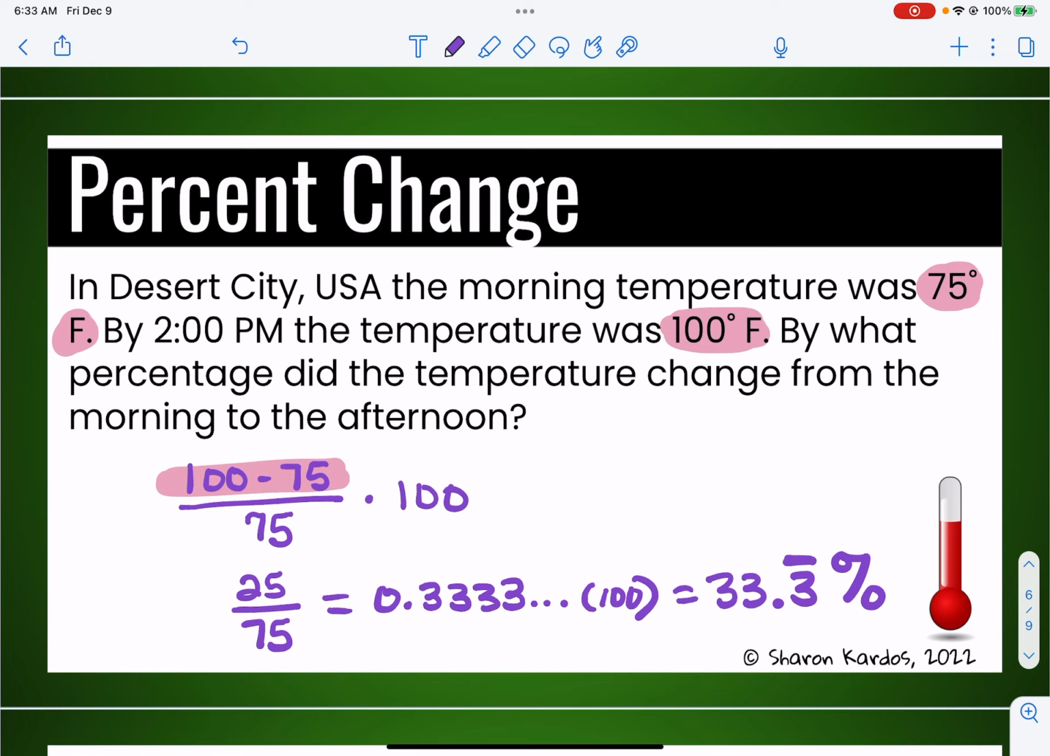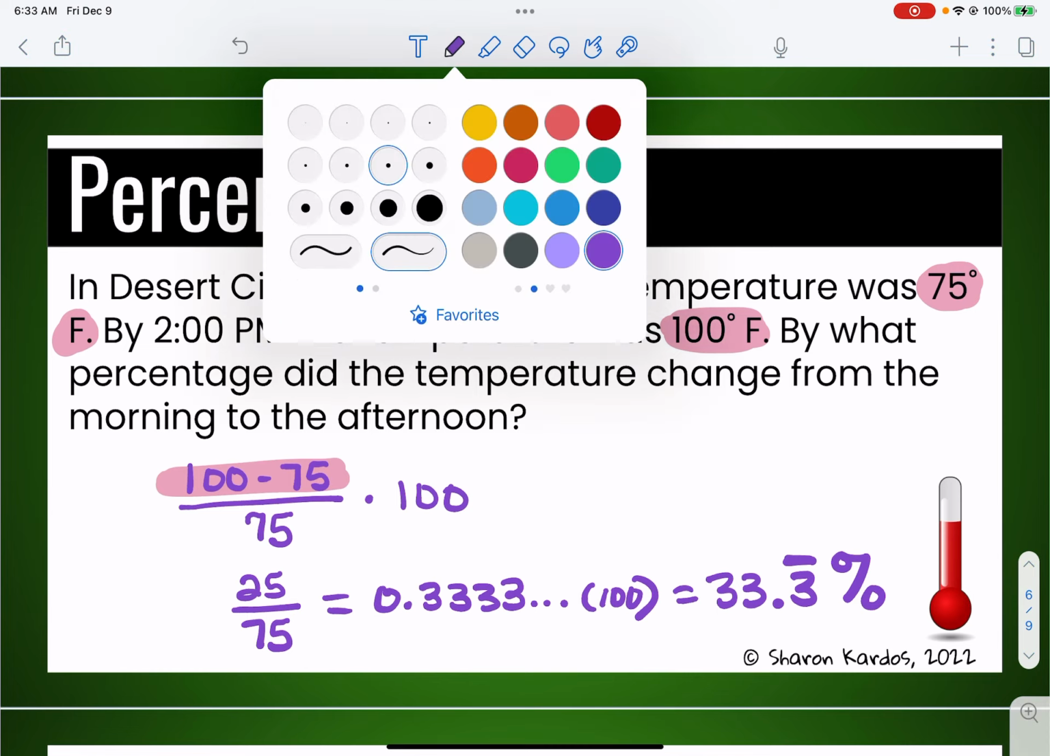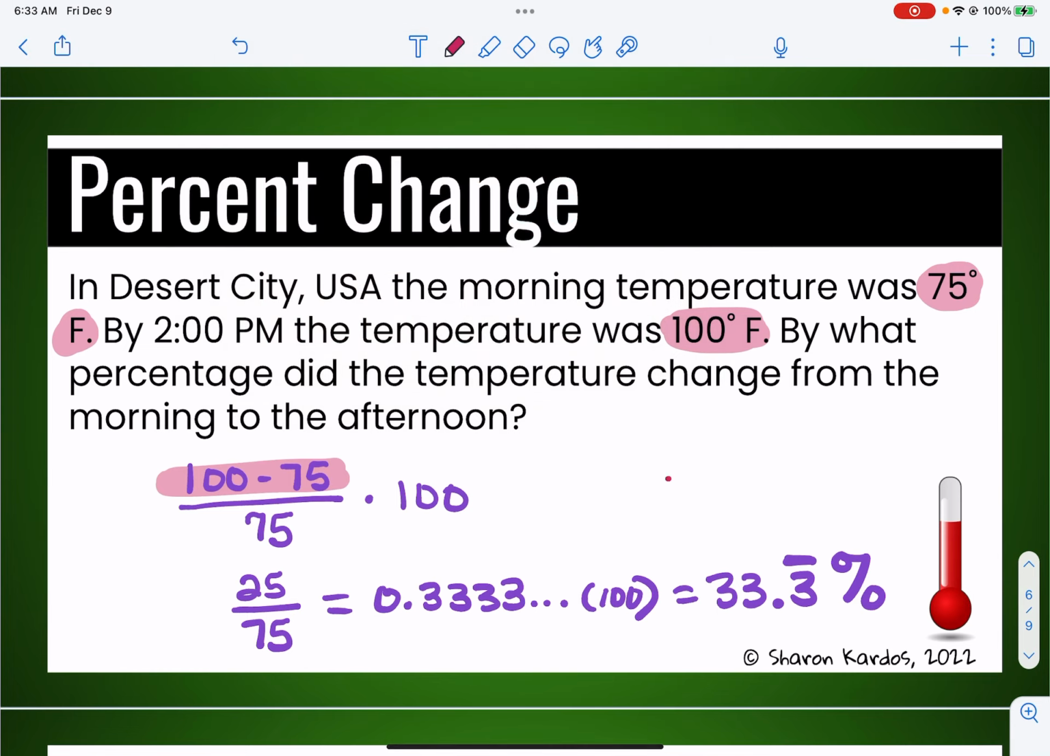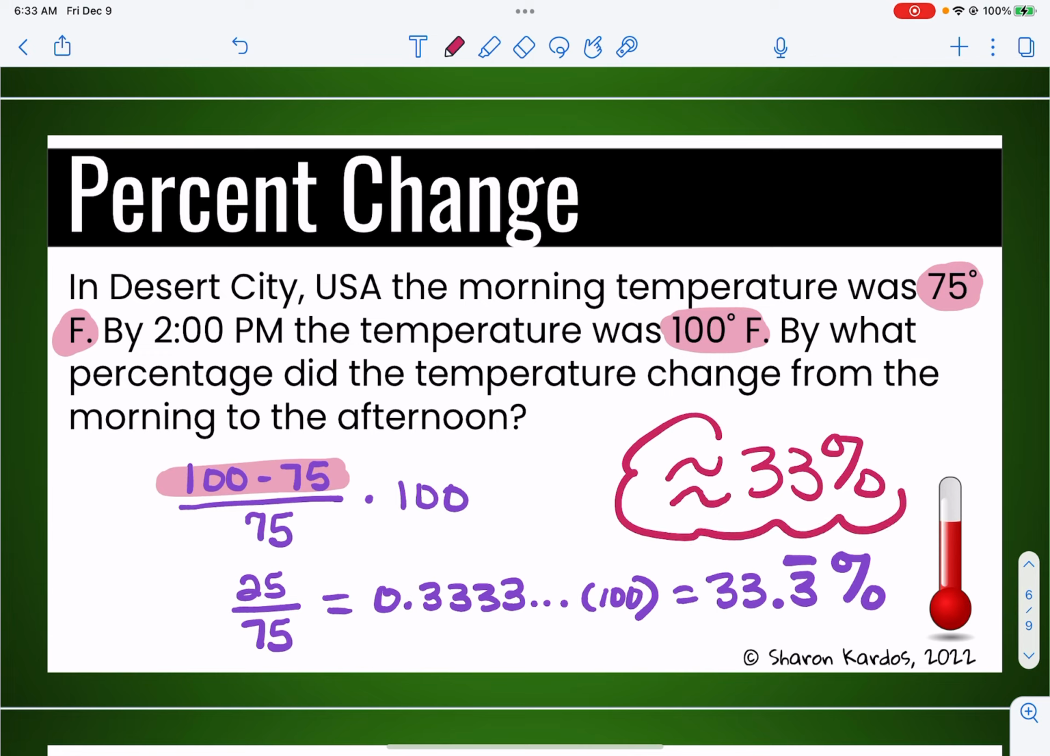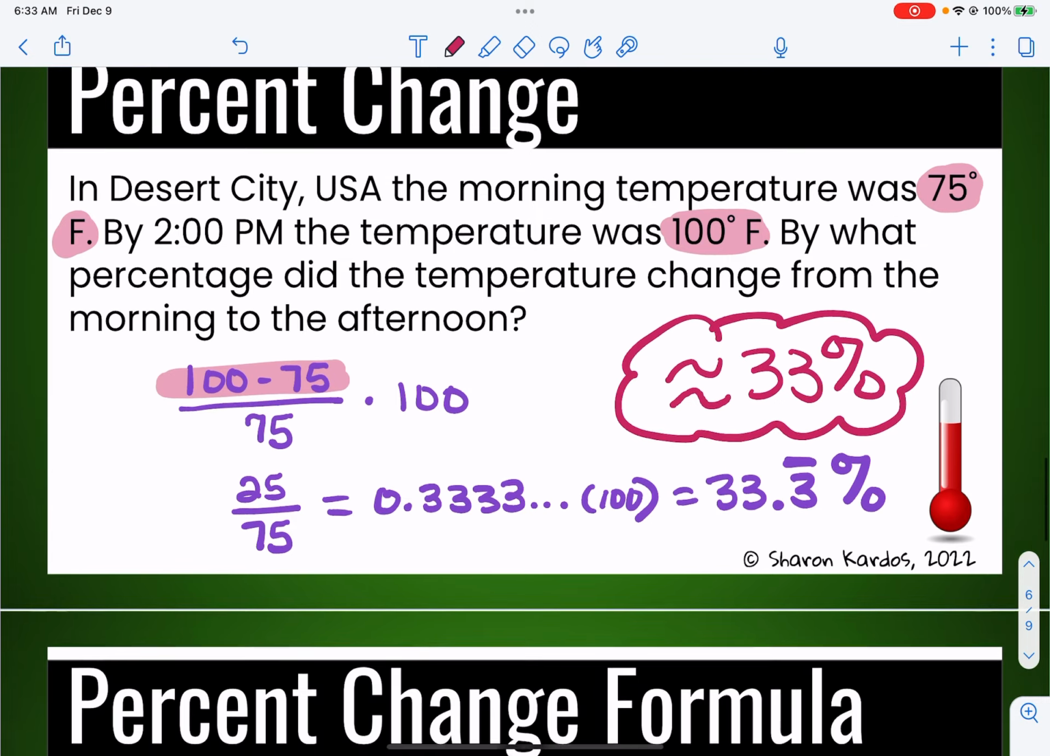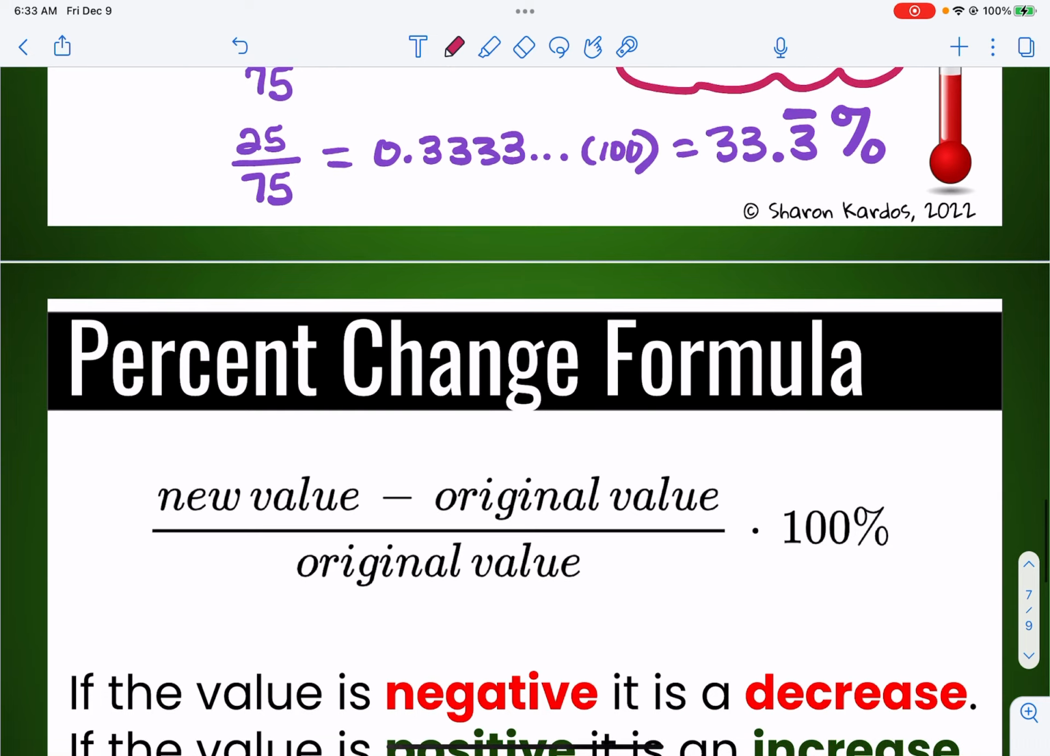Now, if it had asked me to round off to the nearest percent, I could do that as well, and I could say that my answer is going to be approximately 33%. And this one was an increase because my answer came out positive. And that does make sense because the temperature started at a low 75 and it increased to a high 100. So that's example number 2, 33% increase.